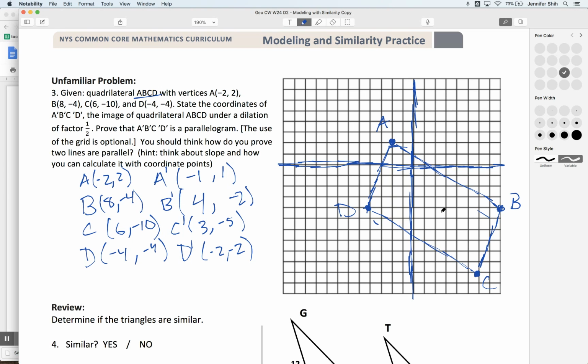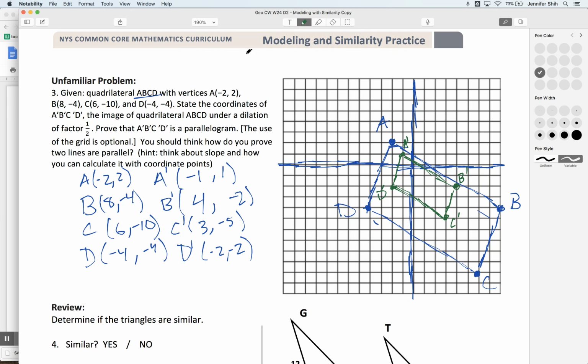Now, parallelogram. Maybe we're going to prove it. Let's do this in a different color. Let's do A prime, then B prime, then C prime, which is 3, -5, and D prime, which must be -2. Oh, look, a little parallelogram. All right, so this looks like a little parallelogram. Oh, but we have to prove it's a parallelogram.